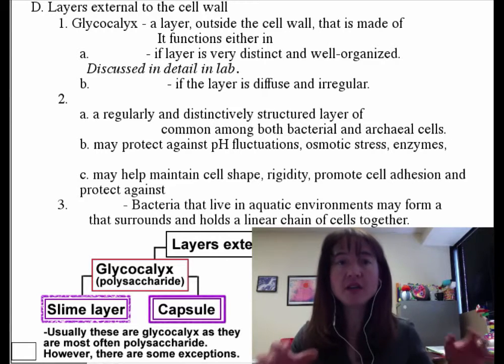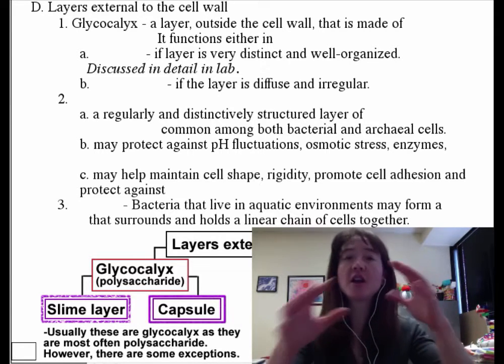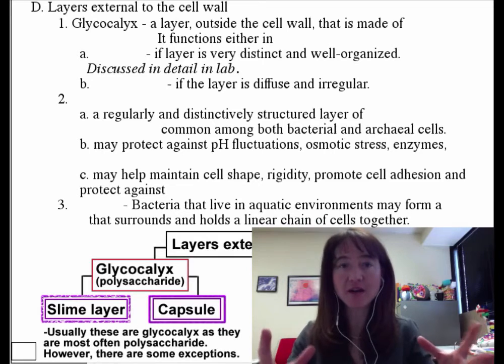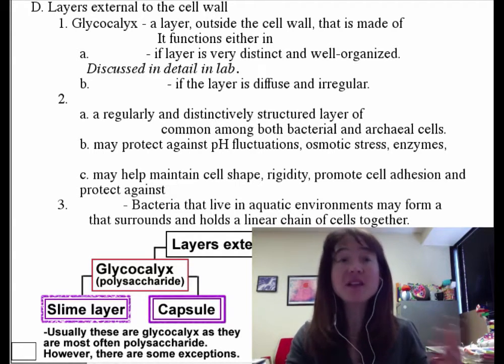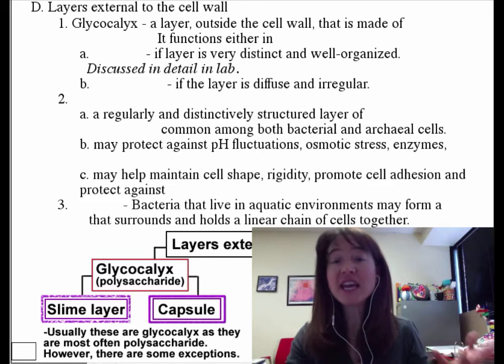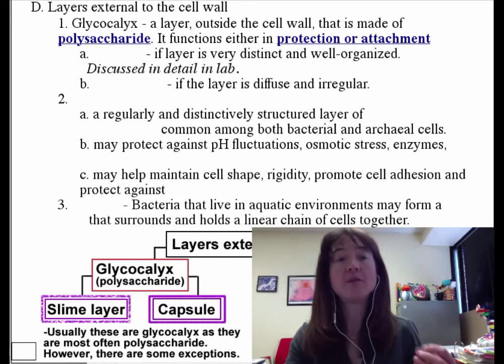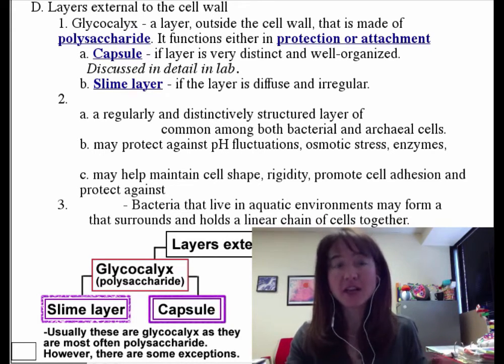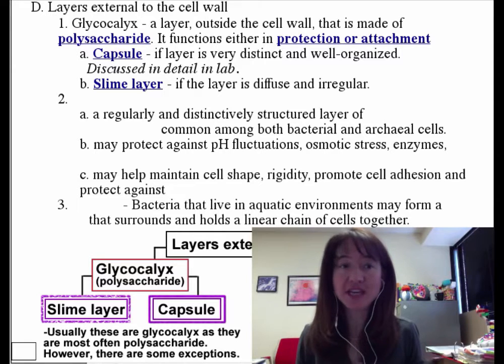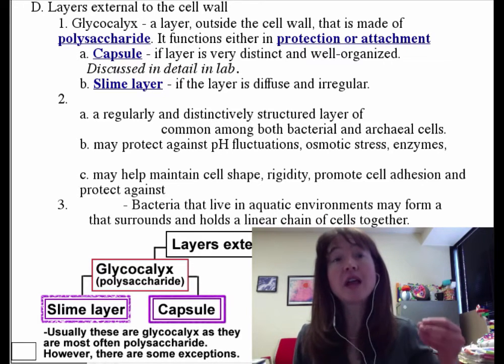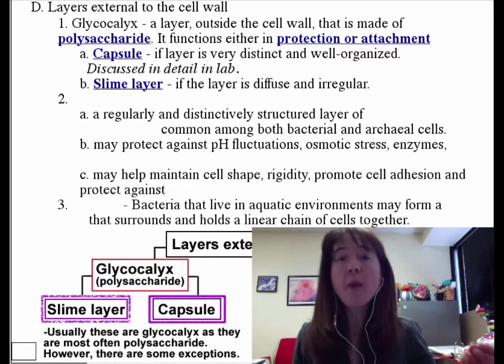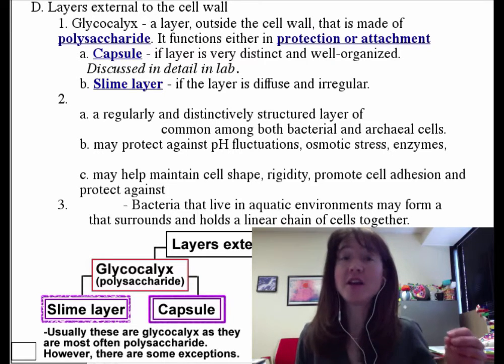Glycocalyx is a broad term to say that there's generally a carbohydrate, a polysaccharide layer outside of the cell wall that is very, very protective. Glycocalyces, that is plural, can take more than one form. So they can be either a capsule or a slime layer. And in both cases, they're very protective. In lab, we're going to talk in detail about capsules and their nature. Slime layers are a little less distinct than a capsule, but in both cases, they provide a lot of protection.